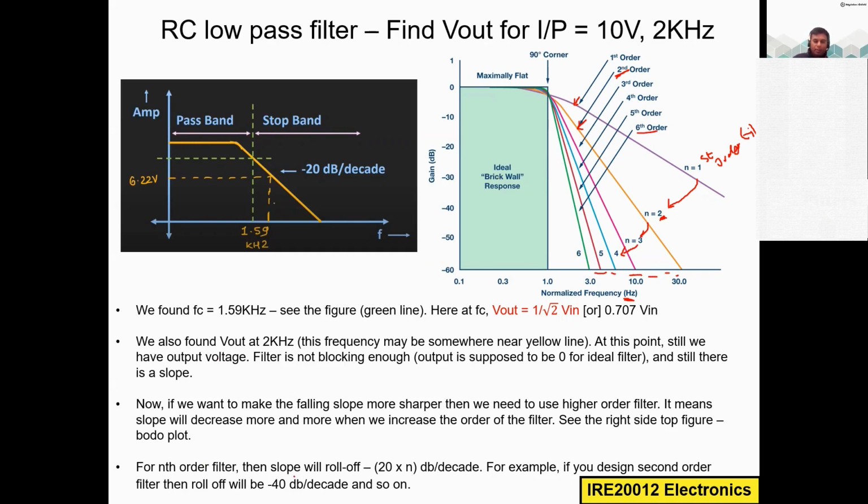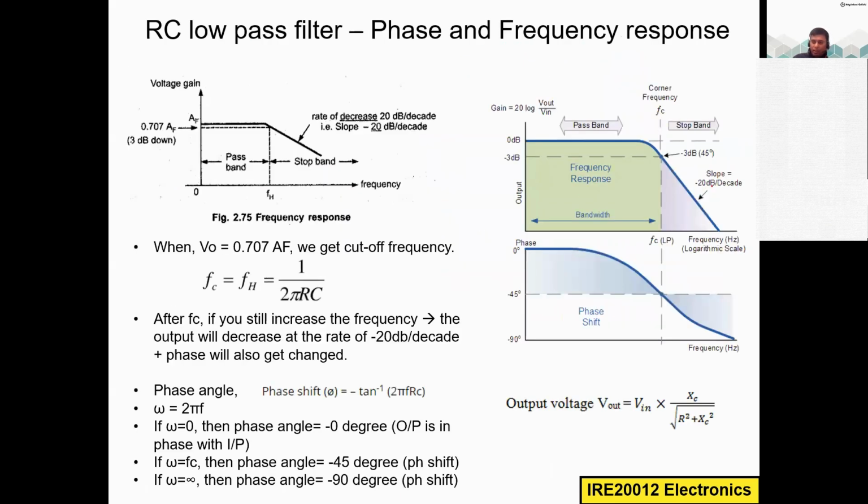For an nth order filter, the slope will roll off 20 times n dB per decade. Remember, I told you in the previous slide, in the frequency response, it falls down minus 20 dB per decade. This is for the first order filter. So for the second order filter, how does it fall down? It falls down like this. Second order means the n value is equal to 2, so n times 20 dB, that is minus 40 dB per decade. This is for the second order filter.